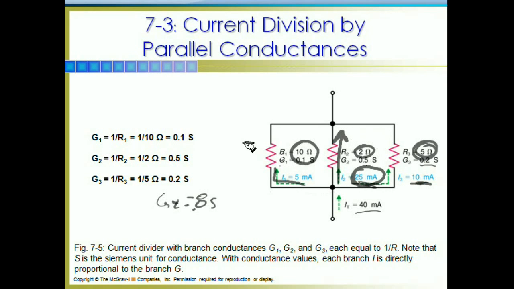But once again, this is going to work no matter how many branches you have. It'll work for 2 branches, it'll work for 12 branches, it doesn't matter. And the lowest resistance gets the most current. In a series voltage divider, the highest resistance gets the largest voltage drop. It's inverse in parallel. The lowest resistance gets the highest current flow.